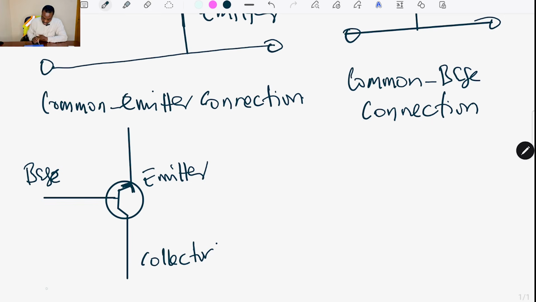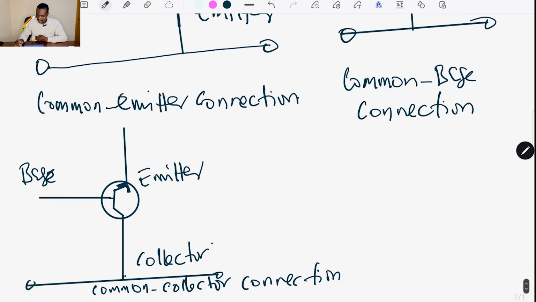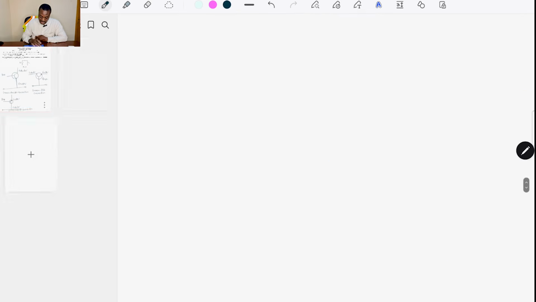So with this, again, I have my electrode here. So we connect this. So this becomes common collector connection. So that's it for this part. So we move to the next question.